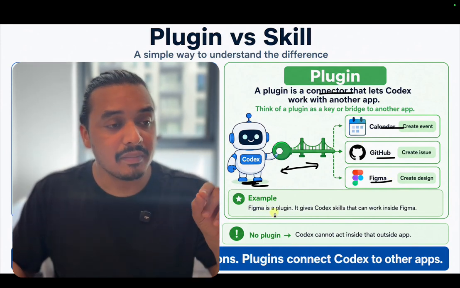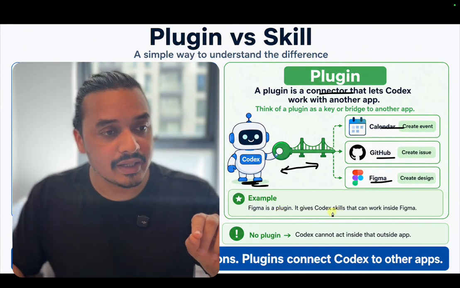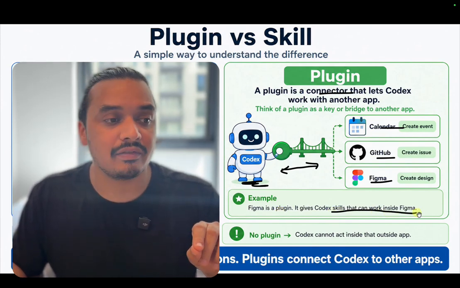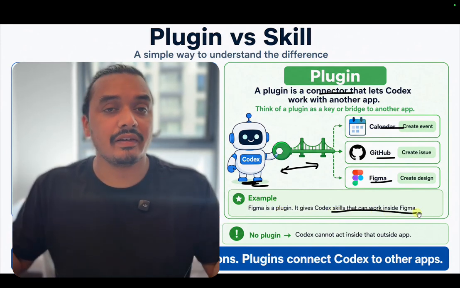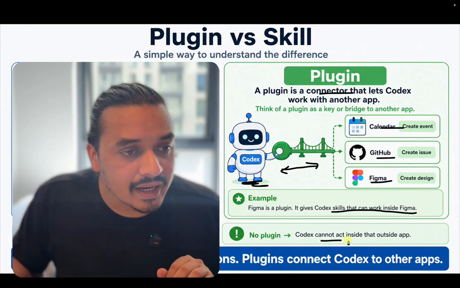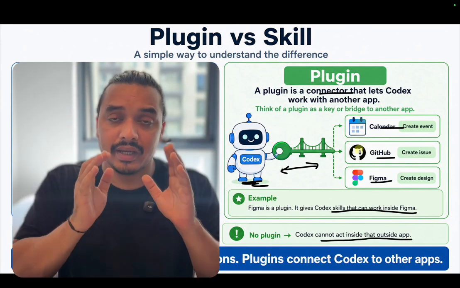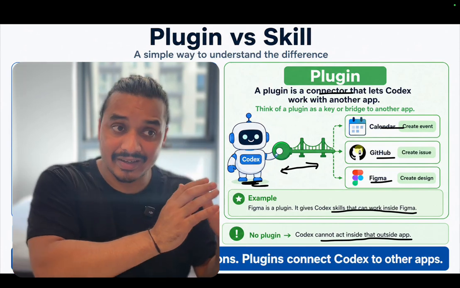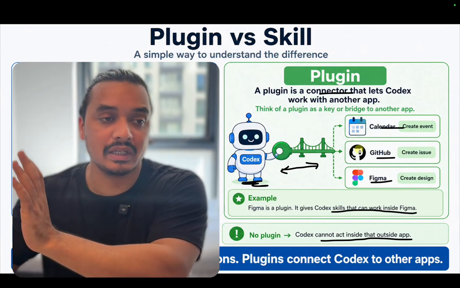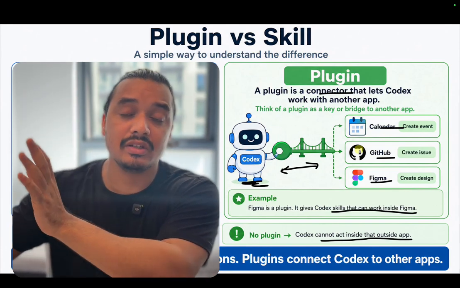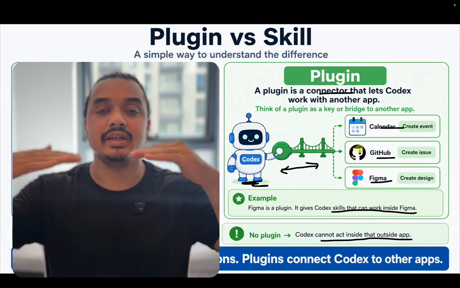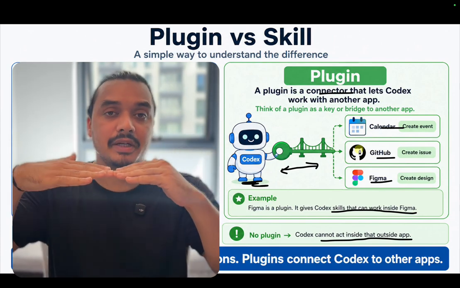For example, Figma is a plugin. It gives Codex the ability to work inside Figma. If you don't have the plugin, Codex cannot act inside any of these apps. So to make the connection between Codex and a third-party application or any other outside application, you need something called a connection. You create that plugin, that's a bridge.